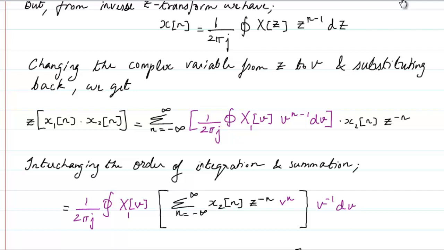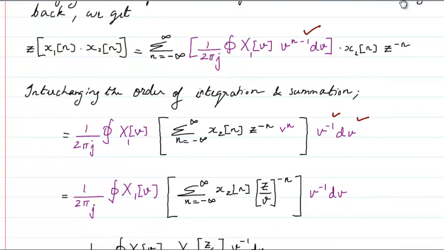I am going to write v raised to power n minus 1 because the n factor is there. So I will take v raised to power n inside this particular summation, whereas I will take the v raised to power minus 1 and write it outside with dv. Now what I can see here is I can combine both of them together.